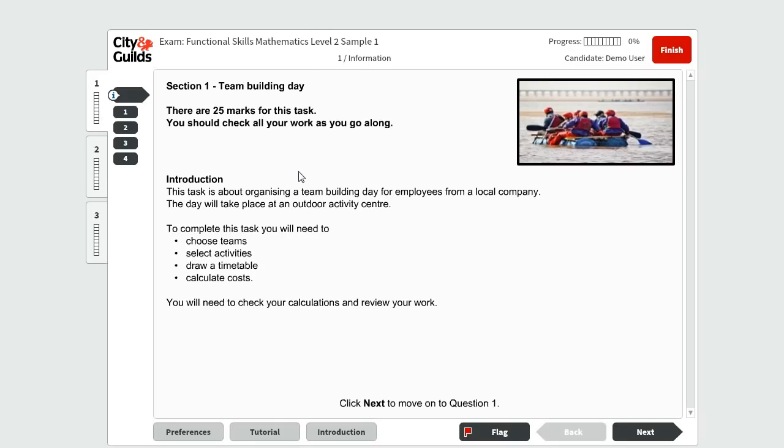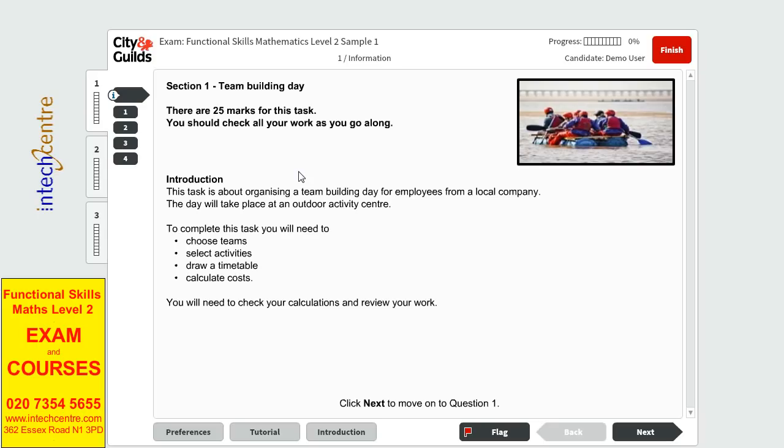First section, so this is the first scenario, team building day. Again, they're reminding us there's 25 marks for this task. This task is about organizing a team building day for employees from a local company. The day will take place at an outdoor activity center. To complete the task, we will need to choose the teams, select activities, draw a timetable, and calculate the costs. Right, so we'll click next now because we are ready to move on.